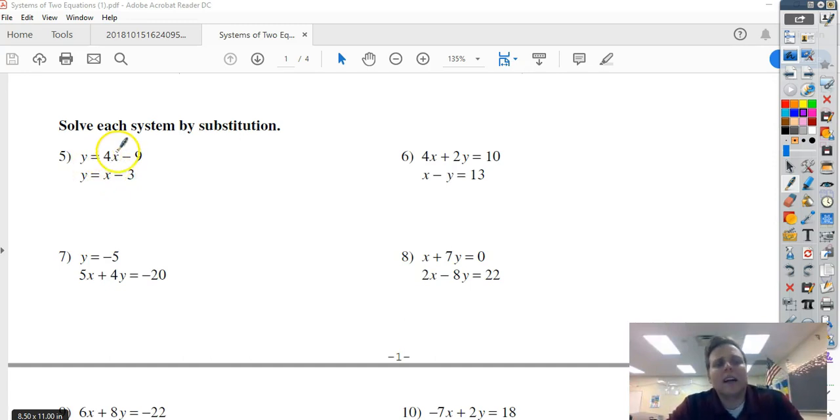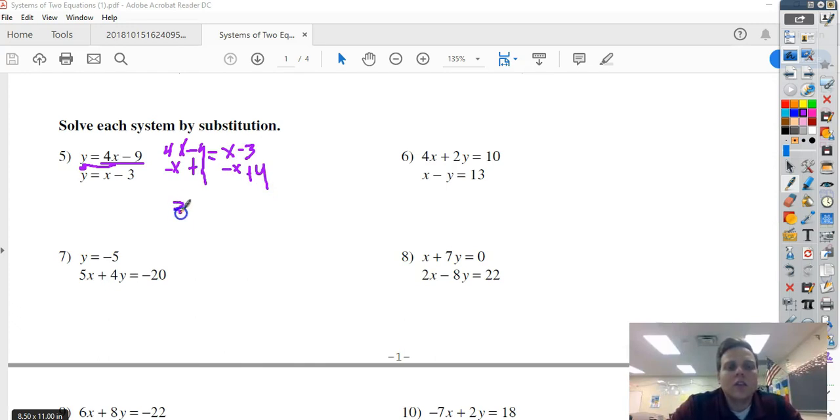Alright? So number 5 is actually set up pretty nicely for you already for substitution, because it tells you that y equals 4x minus 9. So you can take this 4x minus 9, and you can plug in for y right there. So you can say 4x minus 9 equals x minus 3. Now you just have to get all the x's on one side, all the numbers on the other. Boom. Okay? So minus x, maybe add 9. So then that gives you 3x is equal to 6. Divide both sides by 3 to finish getting x by itself. You get x equals 2.